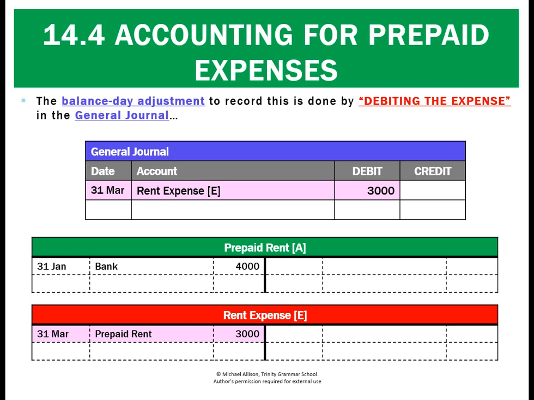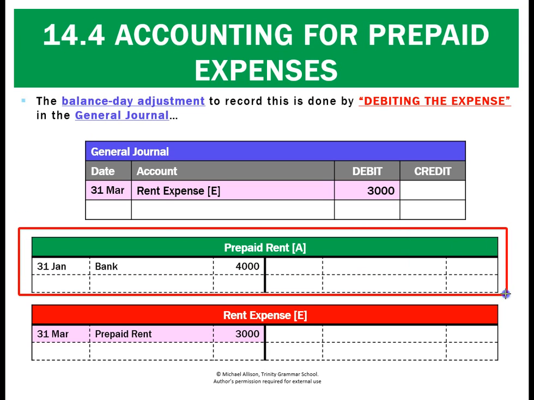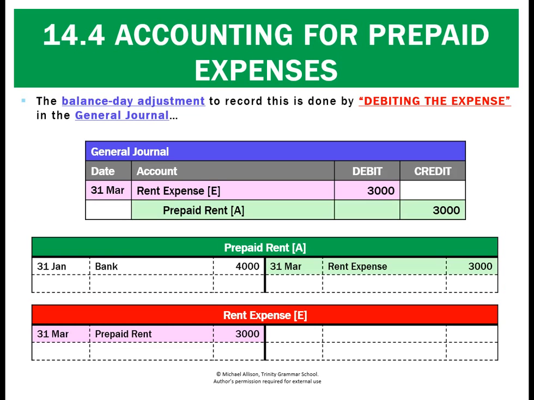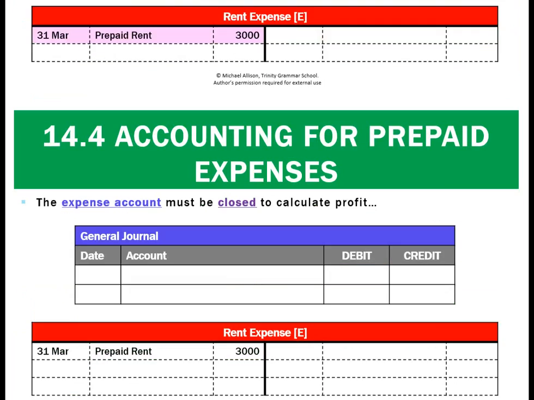What we need to do though, the definition of an expense was that it decreased an asset. The asset that decreases in this case is the prepaid rent asset. At the moment we can see it's got a debit balance of $4,000. That's the total amount we prepaid. We've got to take out what we've used, which is $3,000. So we've got a matching debit and credit for $3,000.